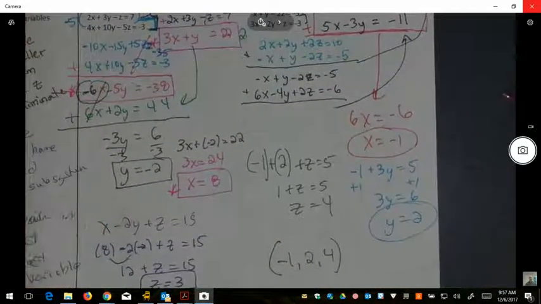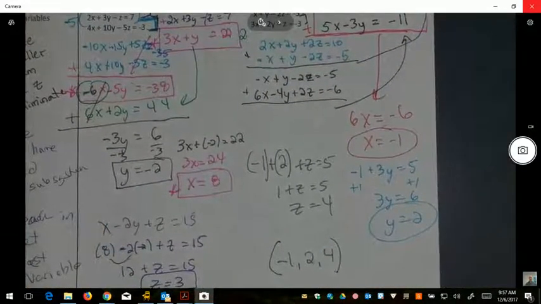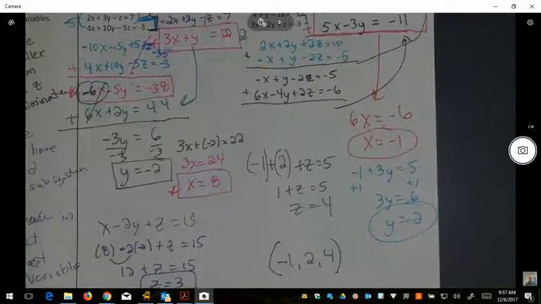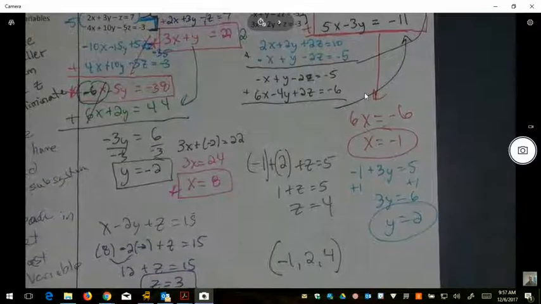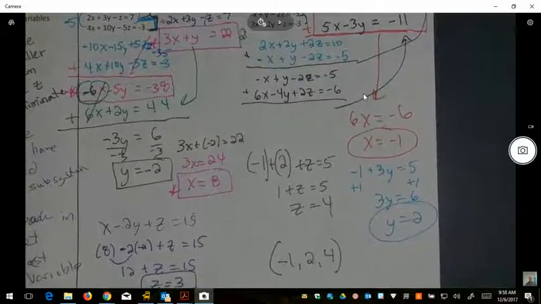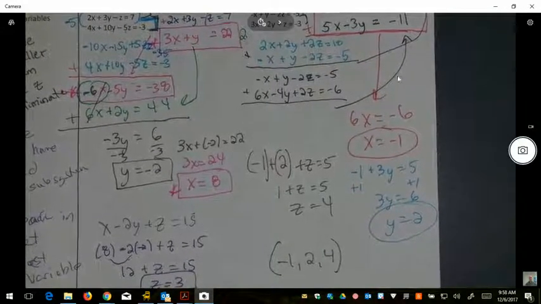Any questions on solving 3 variable systems using this method? Doesn't have to be z that you eliminate first. It's what I chose to for both of these, or asked you to do for both of these. But you could choose to eliminate x or y first if you wanted to.